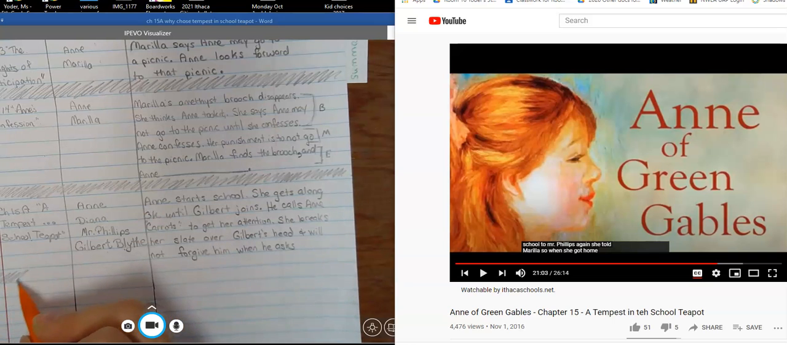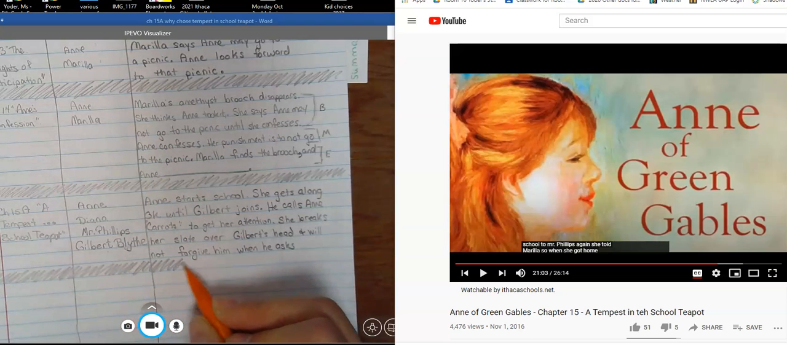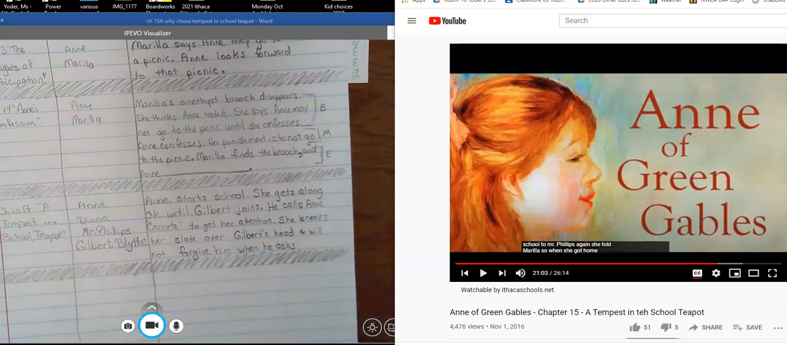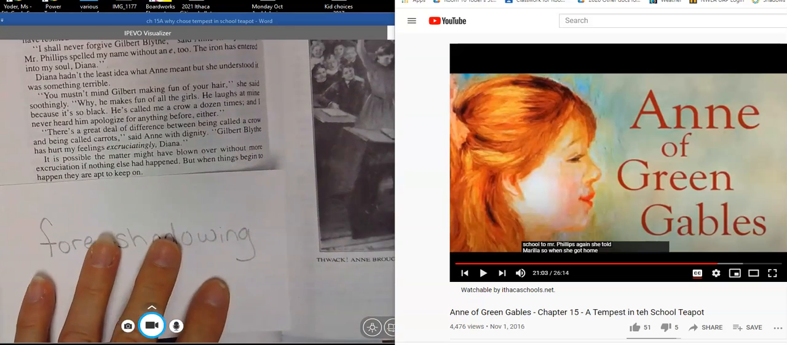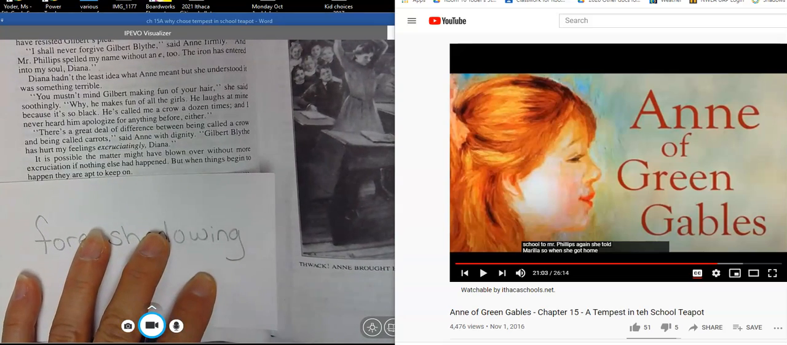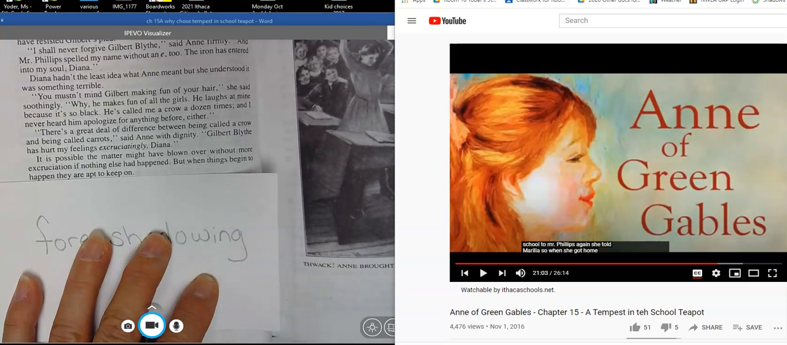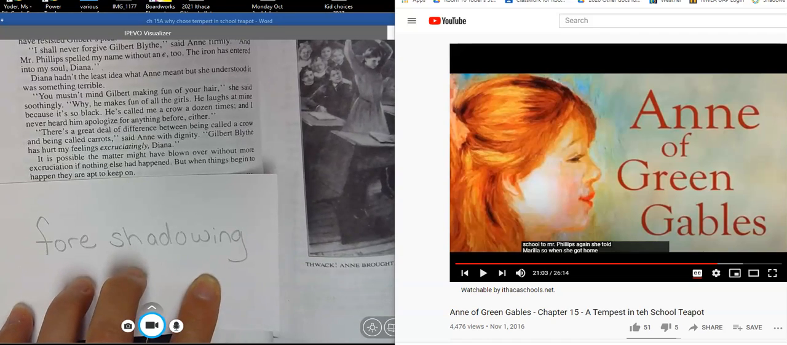All right, now we had ended the section of chapter 15 with a bit of foreshadowing, and that foreshadowing is going to tie into your assignment for today. So just to remind you of the foreshadowing that happened, the last bit that I read to you was, "It is possible the matter might have blown over without more excruciation if nothing else had happened. But when things begin to happen, they are apt to keep on."